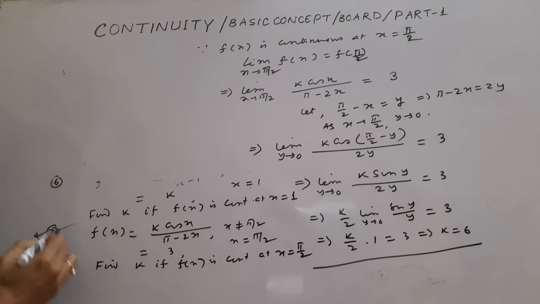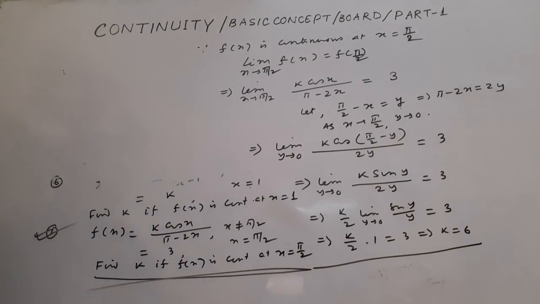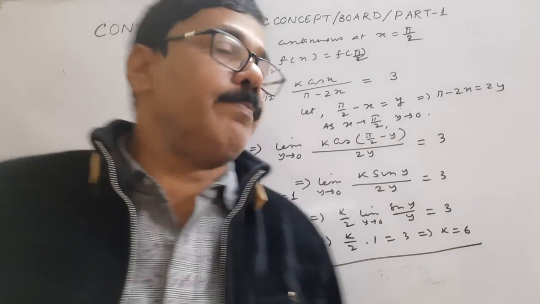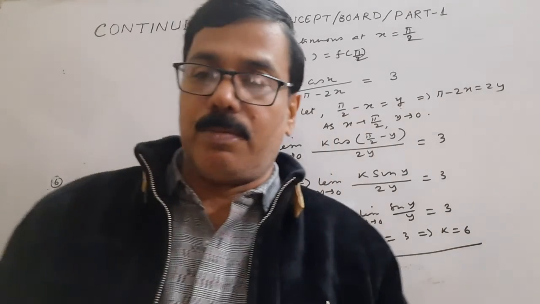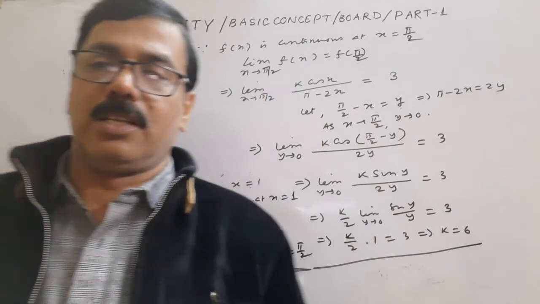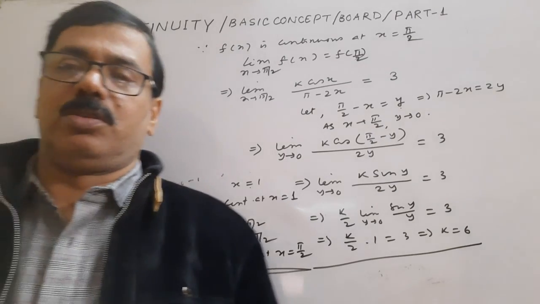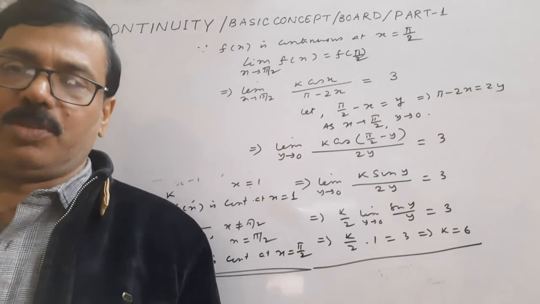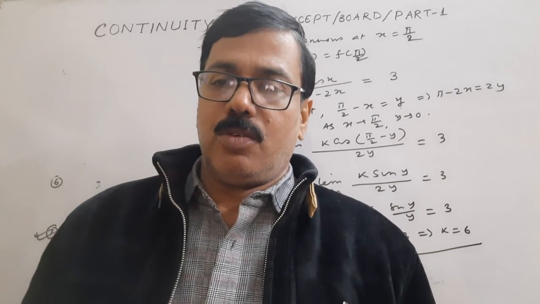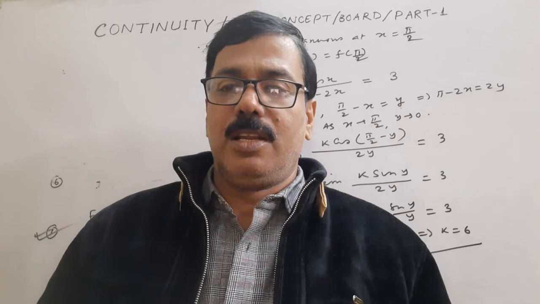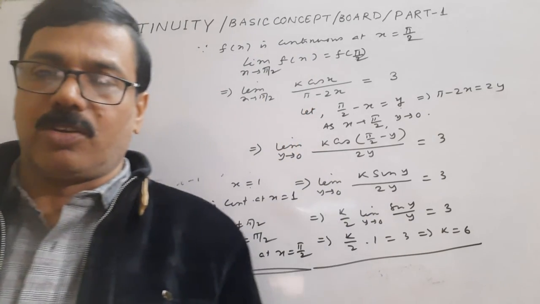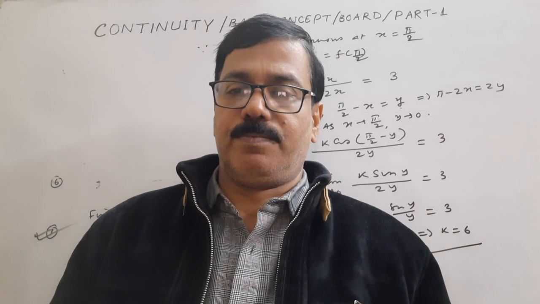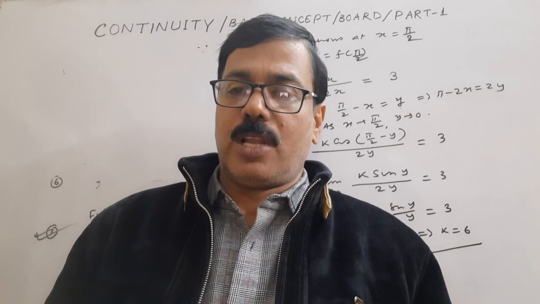So what is the value of k? k equals to 6. So these are simple problems, when the condition is given in terms of x not equal to the restricted point. So today, through this video, I have considered only the definition, basic concepts and simple board problems. So thank you for today.